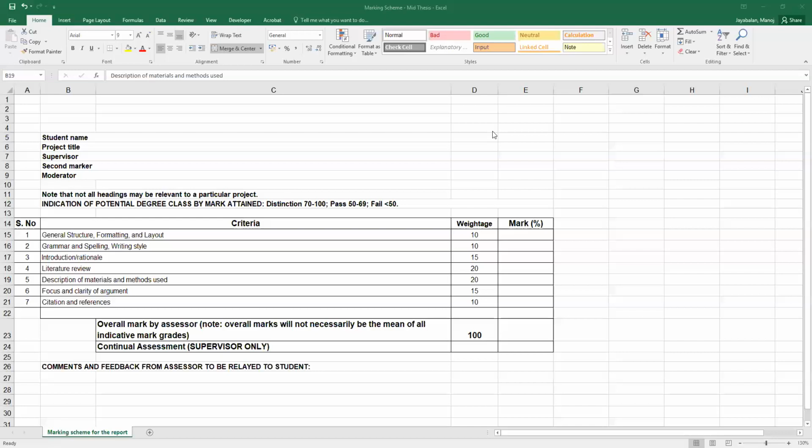Okay, guys, let's proceed further. If you look at the marking scheme, there are some marks for your general structure, formatting, and layout, which is 10 marks, which is easy to get. Grammar, style, and writing is another 10 marks. Your introduction is 15, your literature review is 20, and your research methodology is 20. Focus and clarity of arguments, you will get somewhere around 15 marks. And citation and reference is an easy 10 marks. If you don't follow the proper style, then you won't get full marks for these.